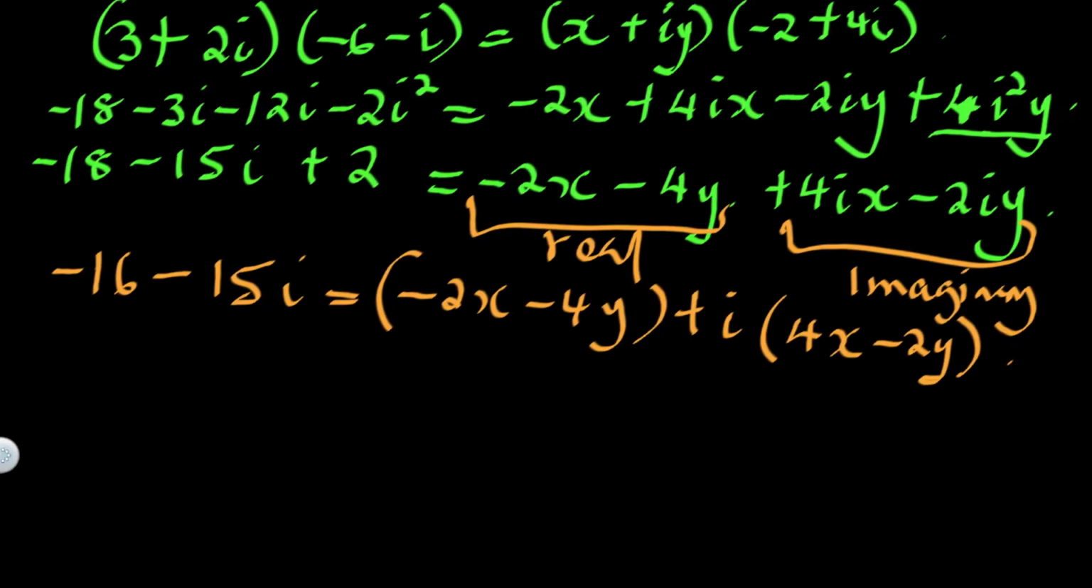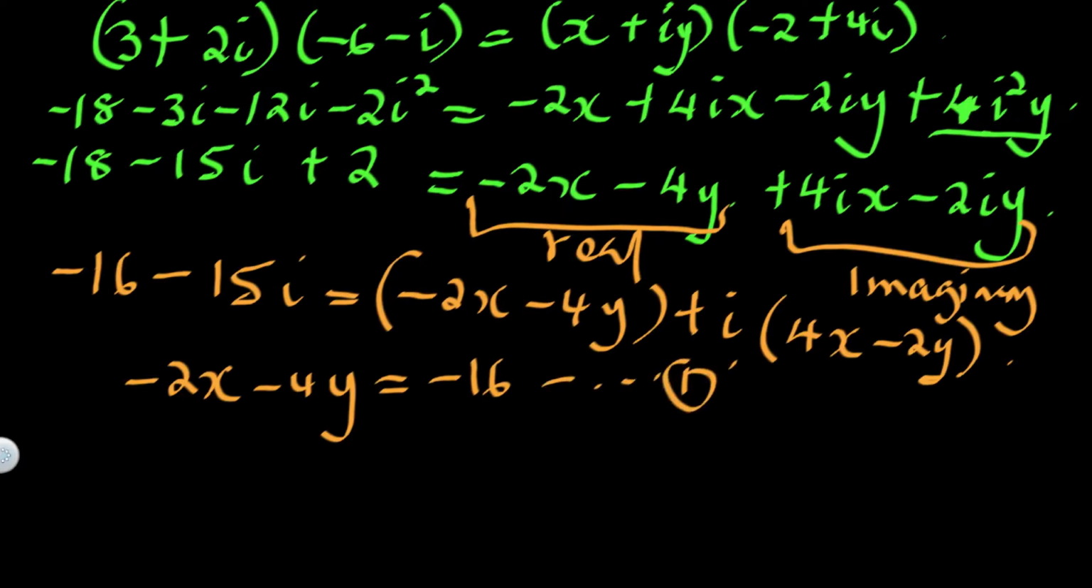So I have the real part of the left hand side, and I also have the real part of the right hand side. From the left hand side, we have minus 16 for the real part, and on the right hand side, we have 2x minus 4y. So we can equate this part. We have 2x minus 4y should be equal to minus 16. Let us call this equation 1. And then we can also say 4x minus 2y should be equal to minus 15. We call this equation 2.